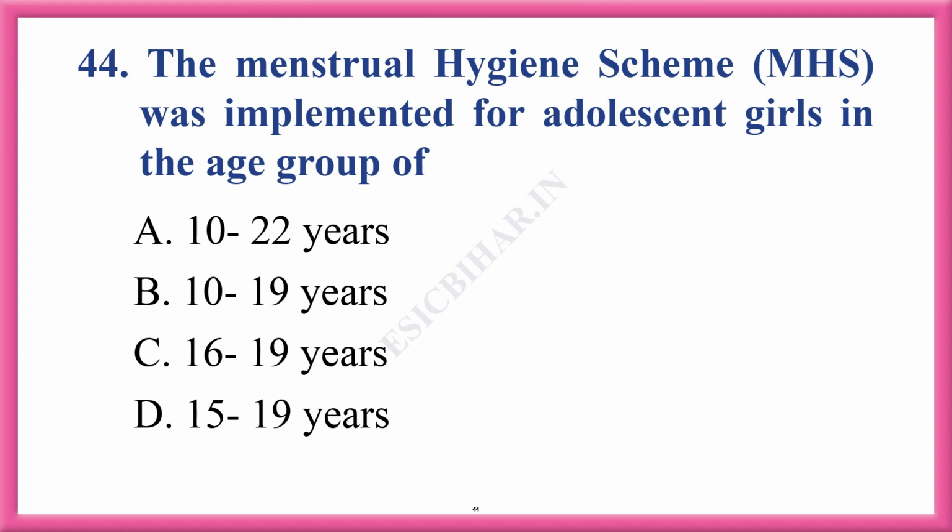Question 44. The Menstrual Hygiene Scheme, MHS, was implemented for adolescent girls in the age group of A. 10 to 22 years, B. 10 to 19 years, C. 16 to 19 years, D. 15 to 19 years. And answer is B. 10 to 19 years.